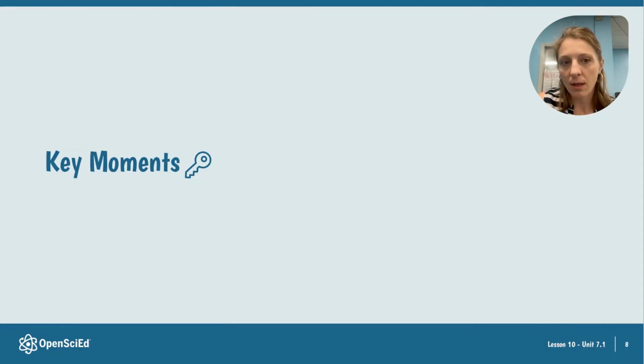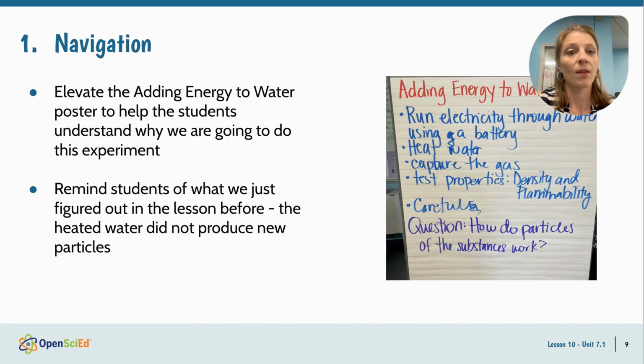So what are some key moments that we want to make sure that we're taking a look at to help our students get through this lesson? The first one is navigation. Remember, our students were probably having difficulty navigating to lesson 9. This one probably is not as difficult for our students, but we want to elevate the adding energy to water poster to help our students understand why we're going to do this experiment. So have this poster available. We also want to remind our students of what we just figured out in the lesson before: when we tested the heated water, when we heated that water, we did not produce new particles.